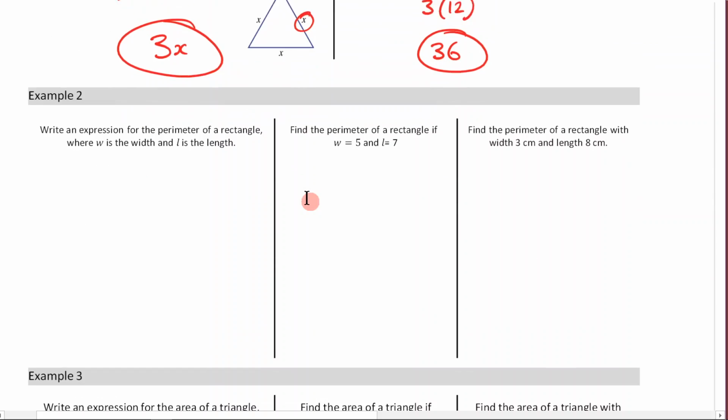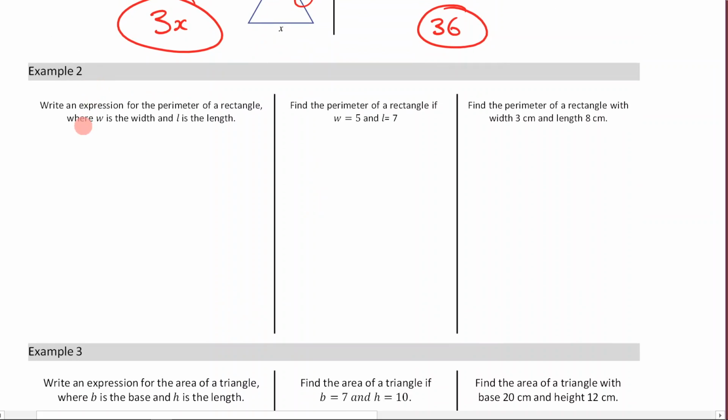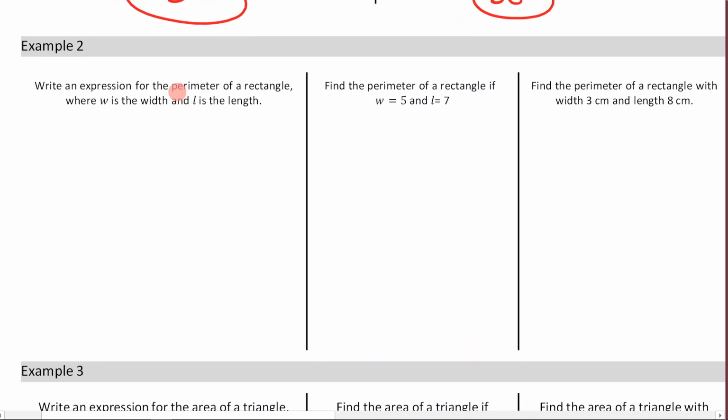Perfect. Let's now move on to example 2. Example 2 says, write an expression for the perimeter of a rectangle where w is the width and L is the length. Whenever we're doing something like this, the first thing we want to do is visualize what's happening. So let's draw ourselves a rectangle. It doesn't have to be pretty, but there's a rectangle. We're told that W is the width, so here is W, and also here is W. And L is the length, so this is L and this is L.